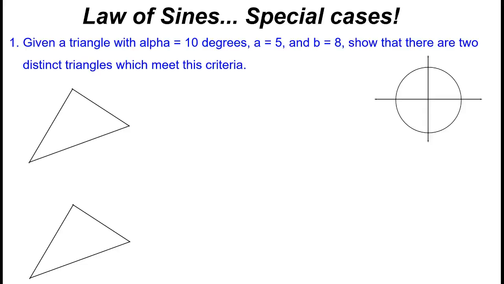All right. Given a triangle with alpha of 10 degrees, A equals 5 and B equals 8, show that there are two distinct triangles which meet this criteria. So first of all, on this top triangle right here, we're going to fill in what we know.